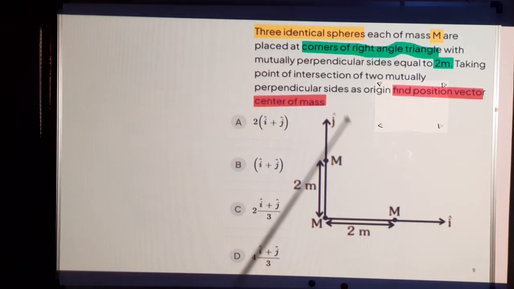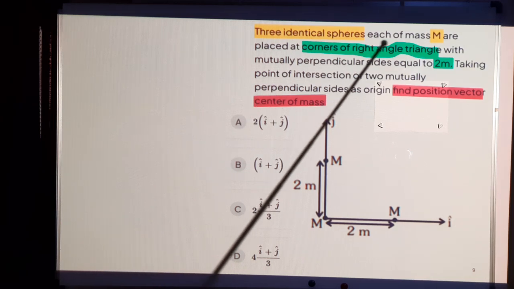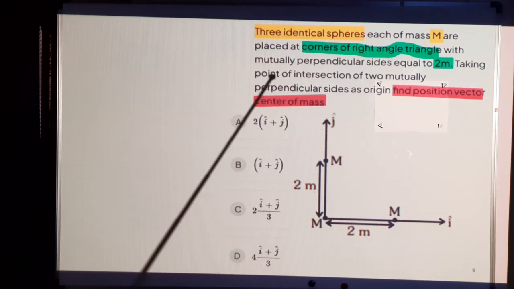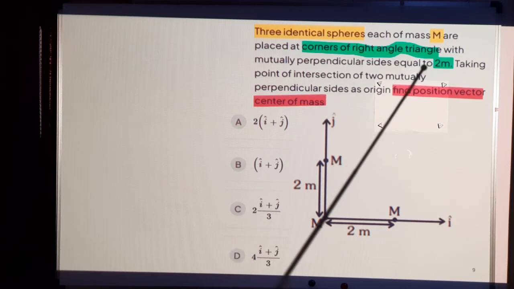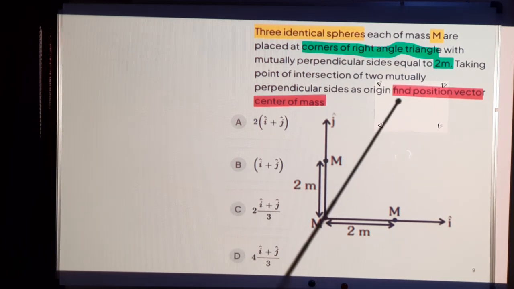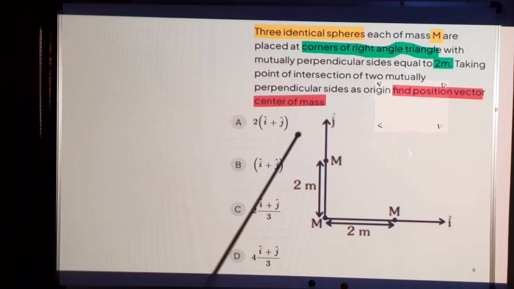Next question. Three identical spheres, each of mass m, are placed at the corners of a right angle triangle with mutually perpendicular sides equal to 2 meters. Taking the point of intersection of the two mutually perpendicular sides as origin, find the position of the center of mass. Three masses m, m, m. One is at the origin, one is on the y-axis at a distance of 2 meters. The third one is at a distance of 2 meters on the x-axis.